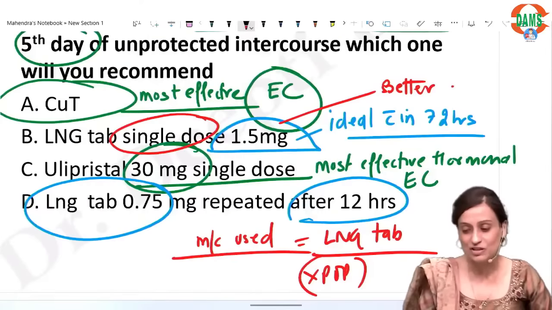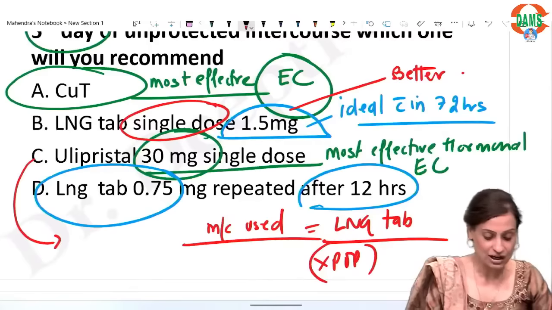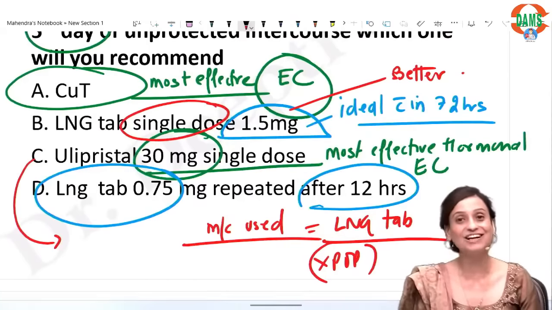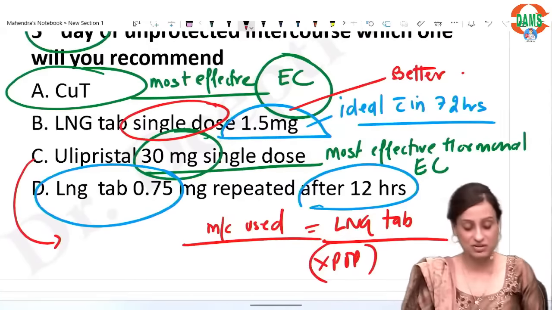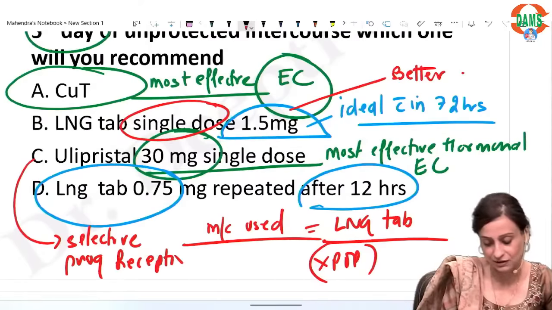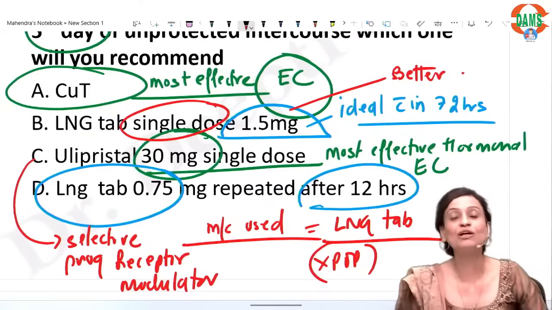Also, who is going to tell me what category drug is ulipristal? Has been a PYQ again. What category drug is ulipristal? So ulipristal is a selective progesterone receptor modulator. Okay, it is a selective progesterone receptor modulator.